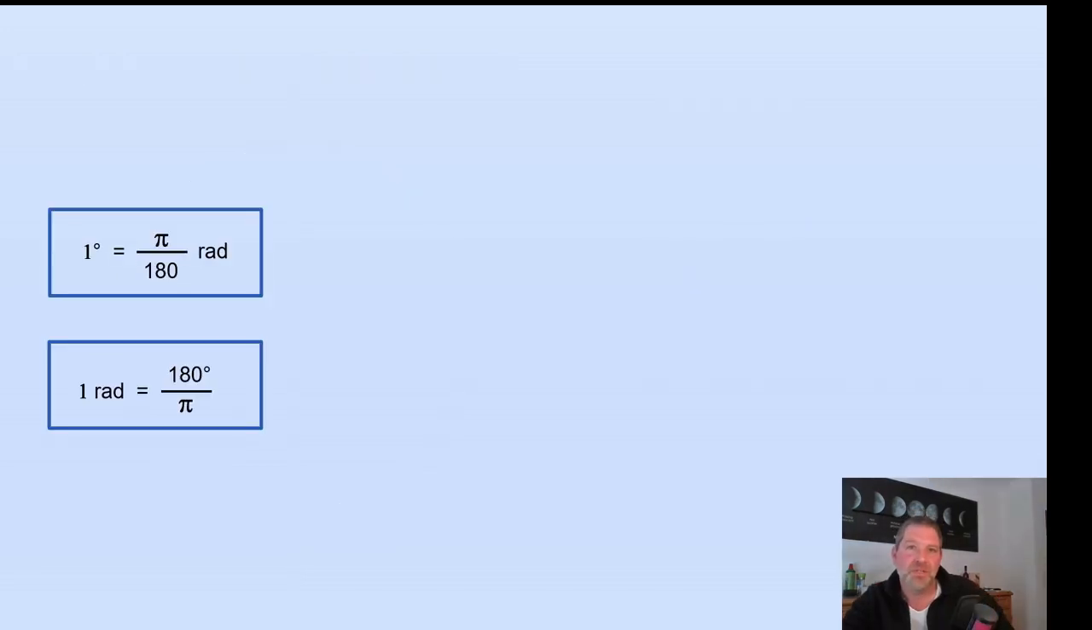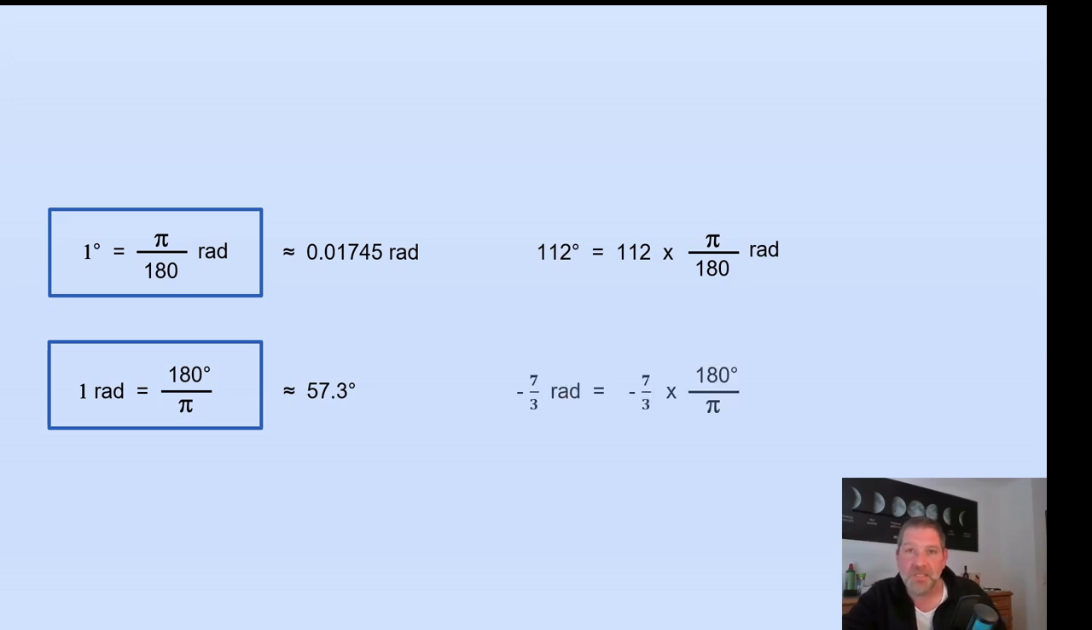Now you only need to know these two expressions to calculate any conversion between degrees and radians. Here are the numbers to go with it, and for any example you can imagine, just fill the numbers out. So for instance, 112 degrees, you would just have to type 112 times pi divided by 180, and then you would have the radians. Similarly, minus 7/3 radian is minus 7/3 times 180 degrees divided by pi.